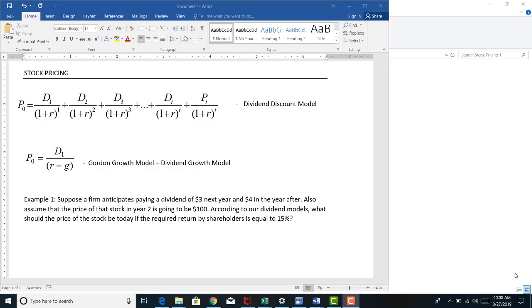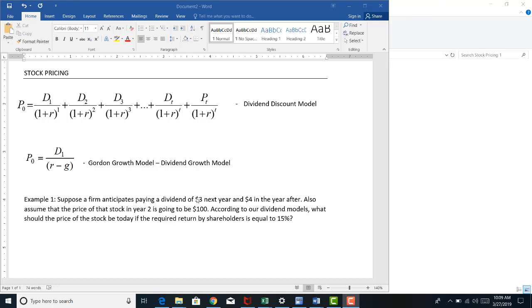So according to our dividend models, what should the price of the stock be today if the required return by shareholders is equal to 15%? The first thing we do when we have a question is to see which model we use. Do we use the dividend discount model or the dividend growth model? A couple of things to note here.